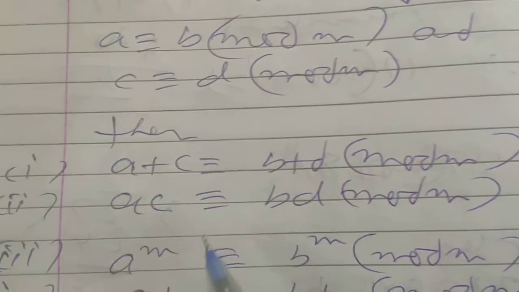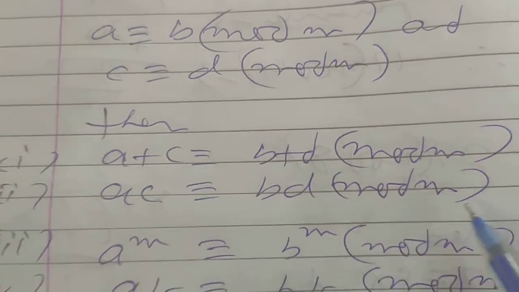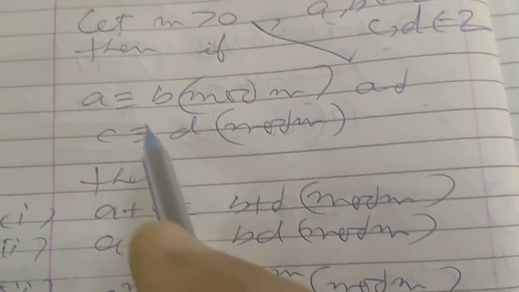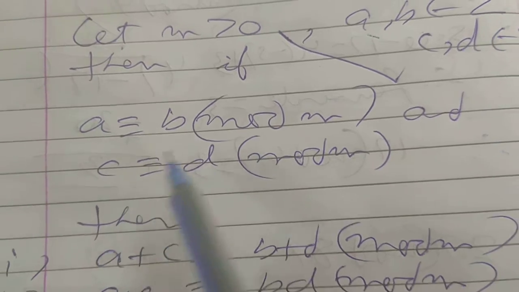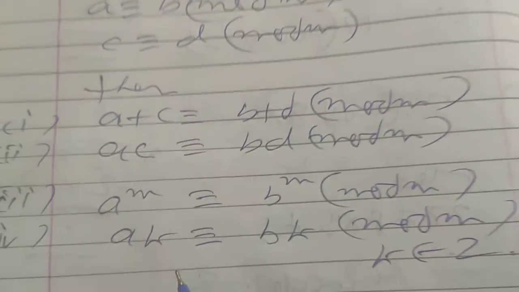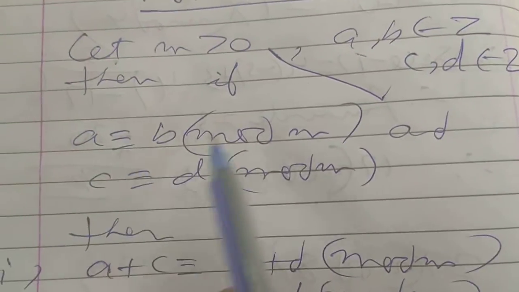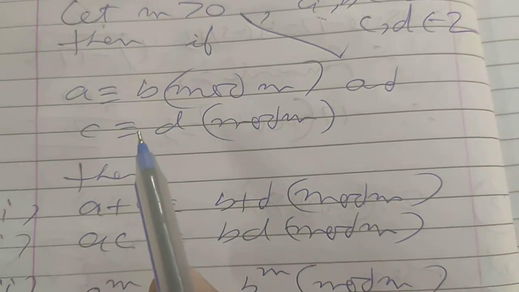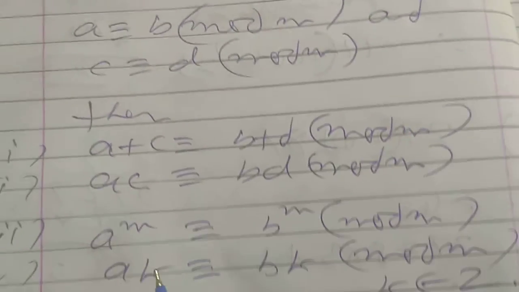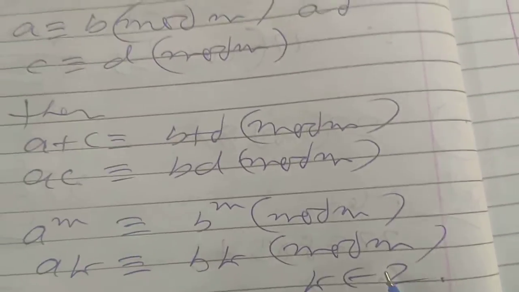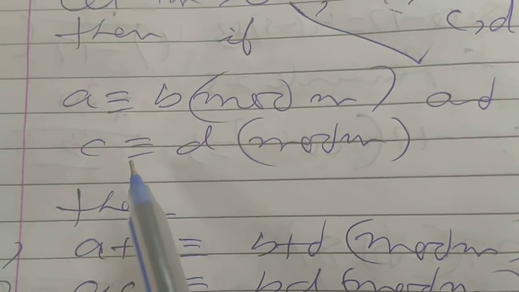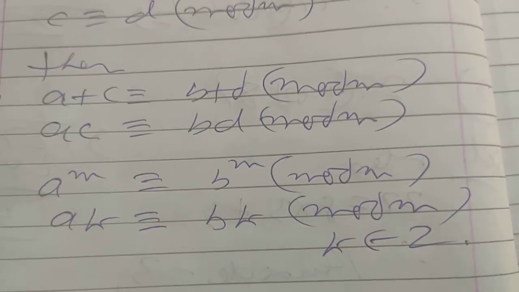Also we can multiply them. a into c will be congruent to b d mod m, and a raised to m is congruent to b raised to m mod m. Similarly you can have c raised to m congruent to d raised to m mod m. And also we can multiply with any constant both sides, provided that it is an integer. So a k will be congruent to b k mod m, and in the same way c k is congruent to d k mod m.